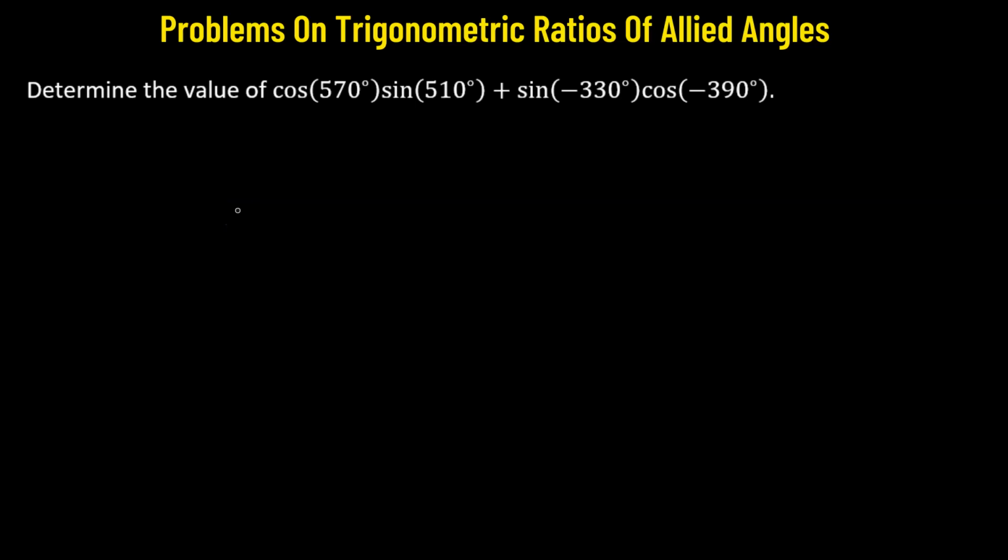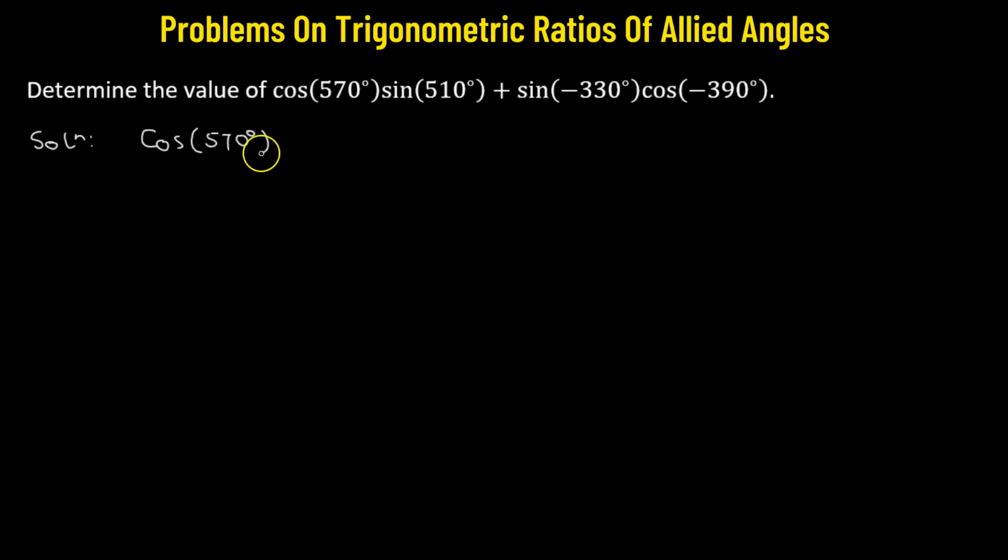We need to find out the value of the given trigonometric expression. Let us begin. First, we'll try to find out the value of each of the individual trigonometric ratios. Let us begin with cosine of 570 degrees.